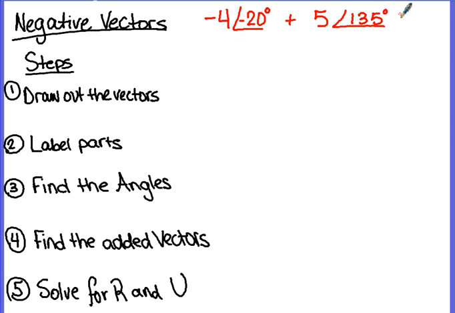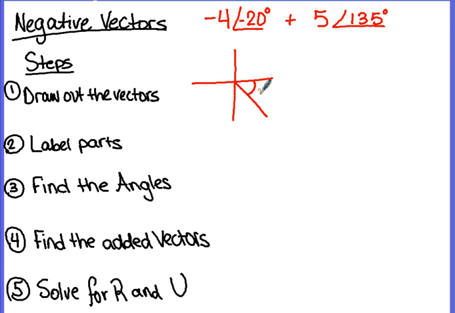The first thing we want to do is draw out the vector. All right, we're going to start drawing just as normal. We have our coordinate plane. Now, our negative angle, we recall, starts at the positive x-axis, but because it's negative, we're moving clockwise instead of counterclockwise. All right, so negative 20 is going to be right there.